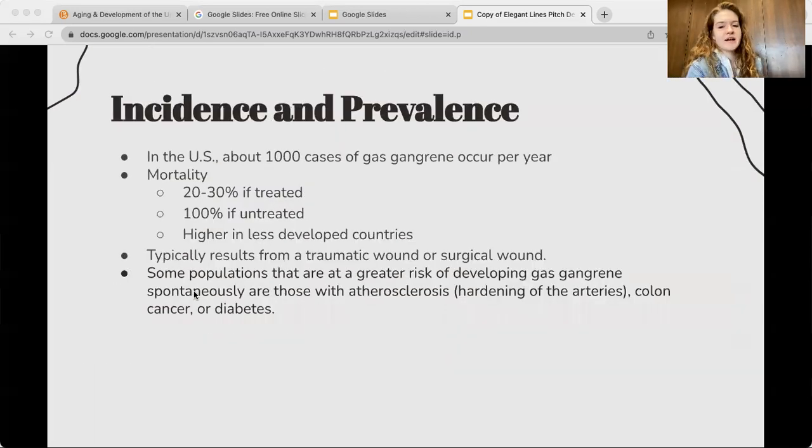In the United States, about 1,000 cases of gas gangrene occur per year. If the infection is caught early on and treated immediately, you have about a 20 to 30, or sometimes they'll say 40%, mortality rate. And if untreated, it's 100% fatal. There's no published data on the prevalence and incidence worldwide, but it's assumed that it's higher in less developed countries because they have less access to healthcare and antibiotics.